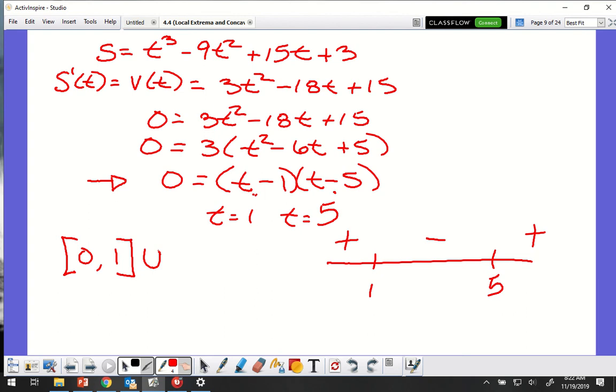Okay, so yes. So this right here, where does it pick up? It picks up at 5, and where does it go to? Infinity. That one goes to positive infinity there.